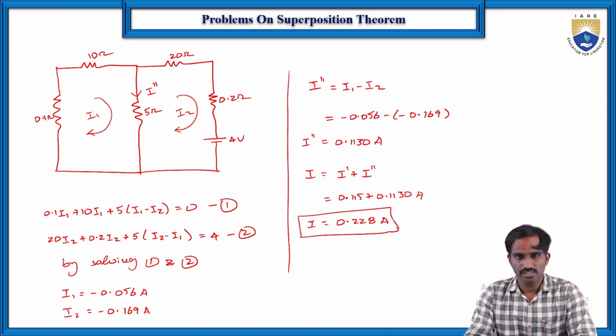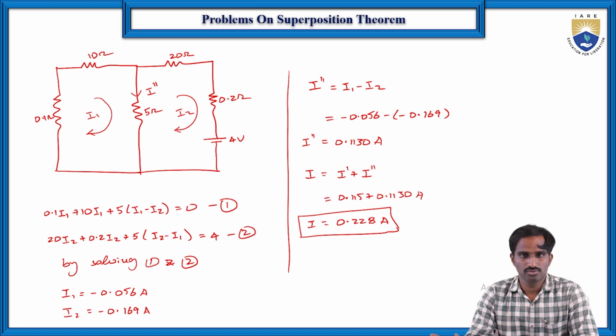So till now we have considered only the 2 sources, but suppose if there are more than 2 sources, then how can we solve the problem? The same way, right? So every time we should consider only one source as active, and the remaining sources are replaced with the short circuit or the open circuit based on whether the source is a voltage source or the current source, right?